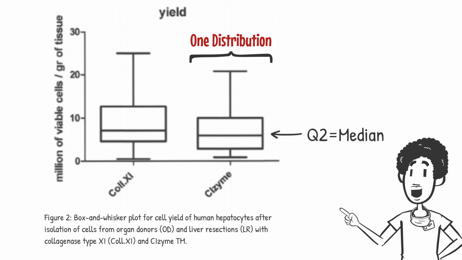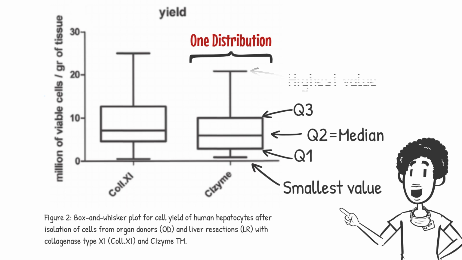The plot shows the median that divides the data into equal sets by a straight line within the box. The ends of the box represent the lower and upper quartile, which are the values in the middle of both sets. The ends of both lines, so the whiskers, represent the smallest and highest data point.